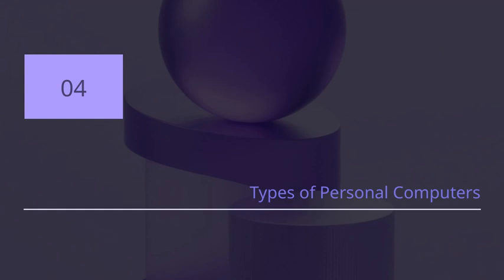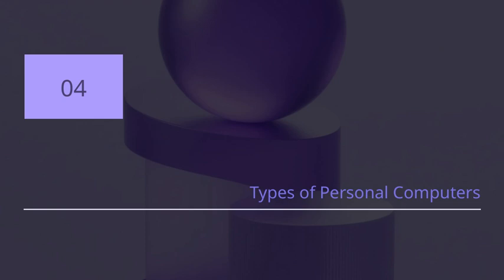When we talk about personal computers, or PCs, we're referring to machines designed for individual use, and there are several types to consider. The most common ones are desktops, laptops, and tablets. Desktops are typically larger and stay in one place, offering powerful performance and expandability. Laptops, on the other hand, are portable, lightweight, and convenient for working on the go.